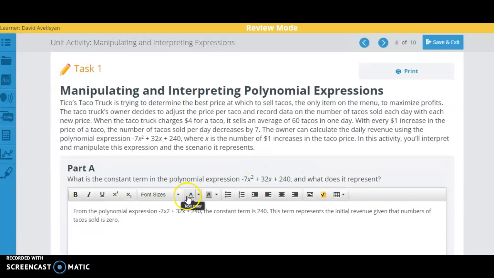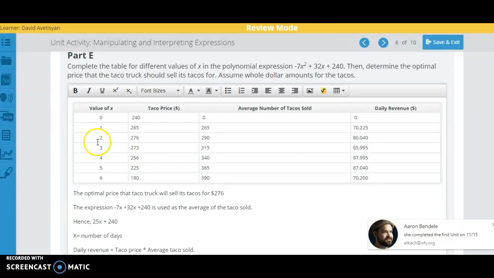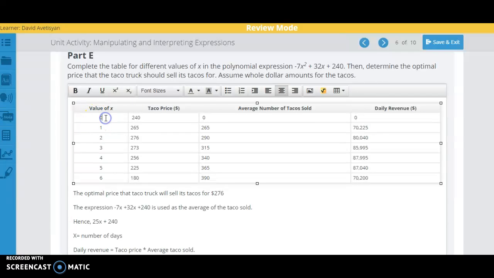And so x being 0, it says right here, x is the number of $1 increases. So it's not that the tacos sold is 0, it's that the number of $1 increases is 0. Okay, now for here, we need to see the taco price is going to be a little bit different. So remember that x is the number of $1 increases. We're starting at $4 for each taco. So if the value of x is 0, so there's no increase, then the taco price will be 4.